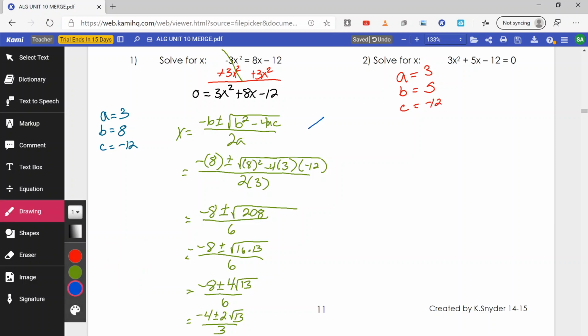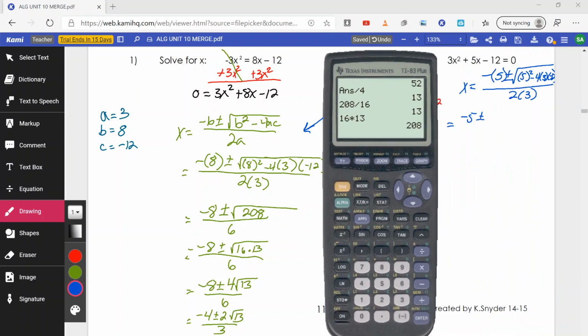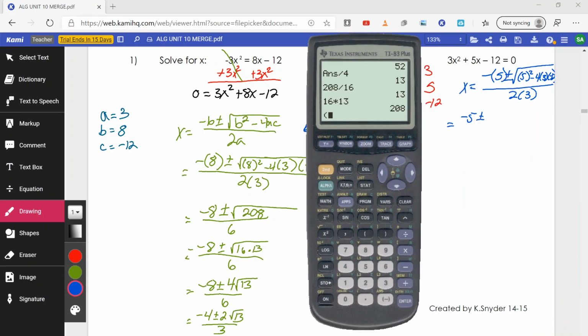So we're going to use the quadratic formula here on this side here as well. So x equals the negative value of b, which in our case is 5, plus or minus the square root of 5 squared minus 4 times 3 times negative 12, all over 2 times 3. Then we go through and simplify. Negative value of 5 is just negative 5, plus or minus. And then we'll do everything underneath the square root in our calculator.